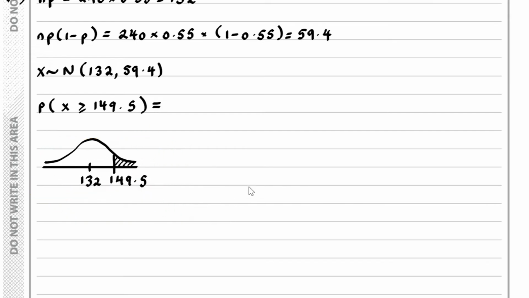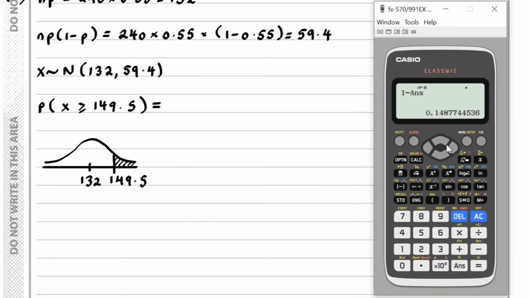So if I calculate that, if I go to the distribution section, I've got a normal CD. Lower limit is 149.5. Upper limit is something really big, such as 1,000,000. Sigma is equal to the square root of 59.4. Then we've got 132 here. So it turns out we get 0.000015, etc.